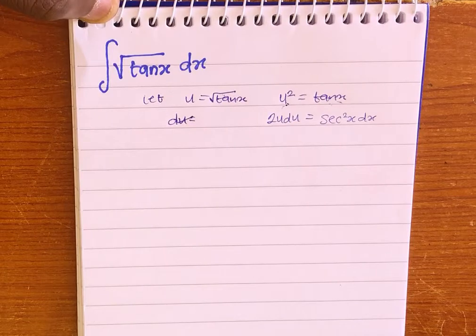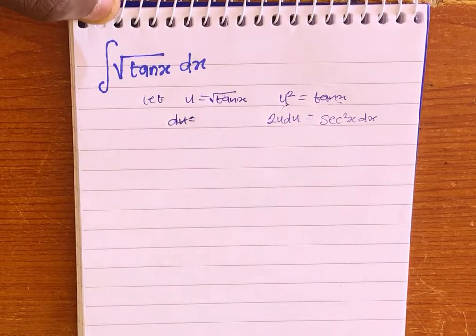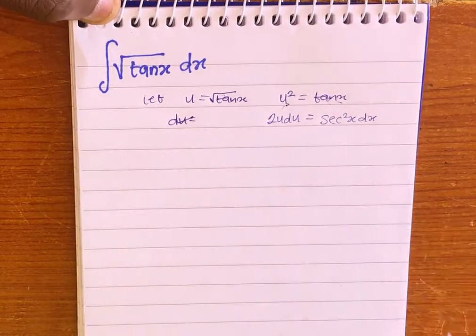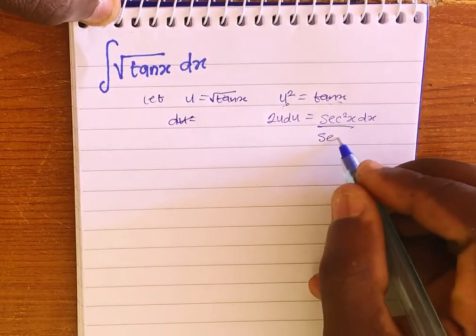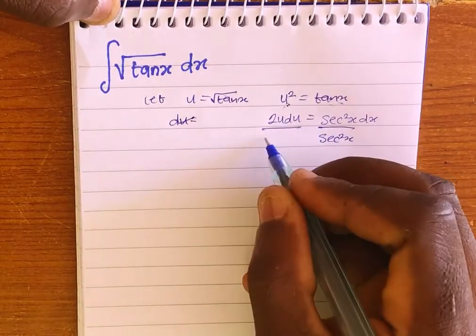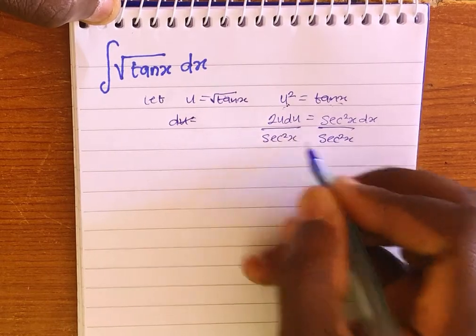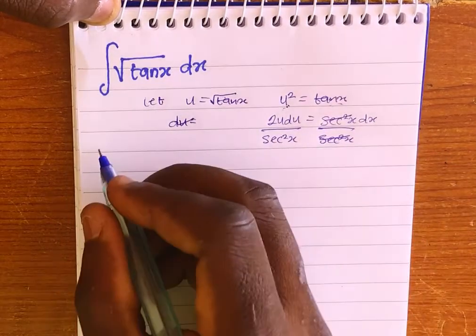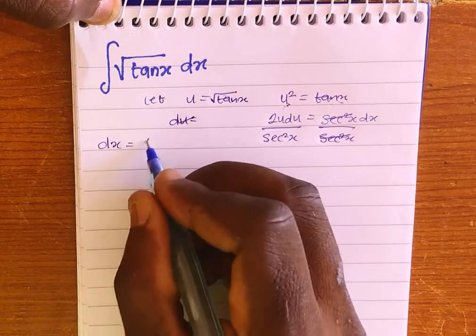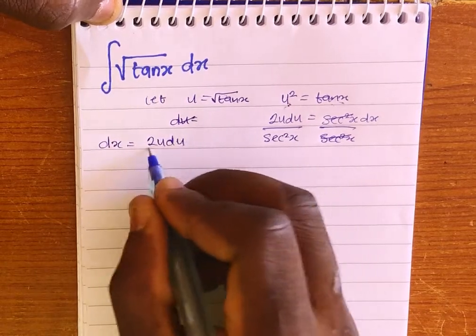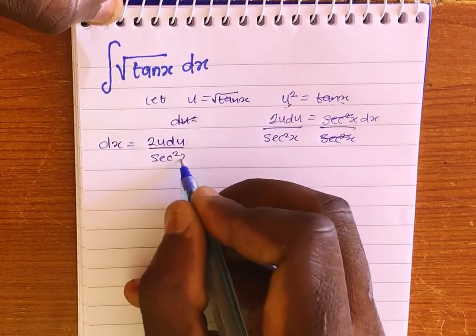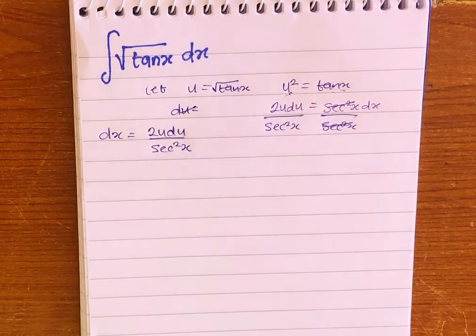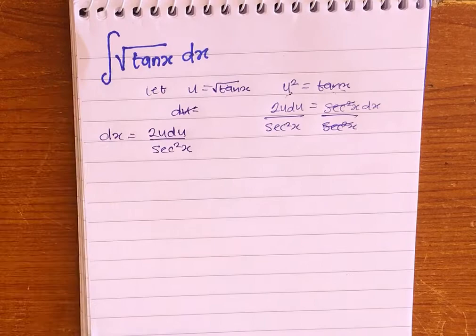Okay, what other thing can we do here? We can actually make the dx the subject of the relation, right? Let's divide both sides by sec square x, such that we have dx equals 2u du over sec square x. Very interesting. Let's fit everything back to its position.